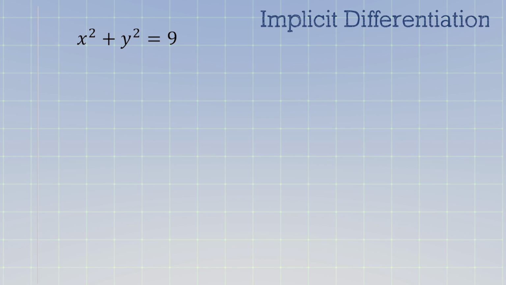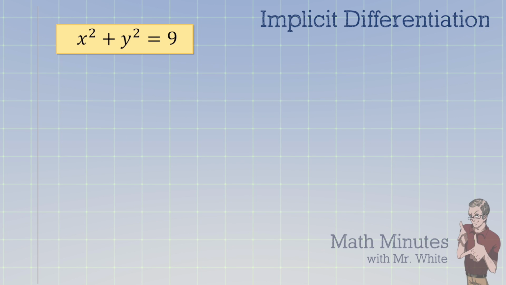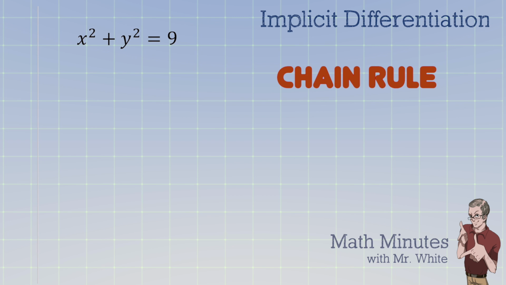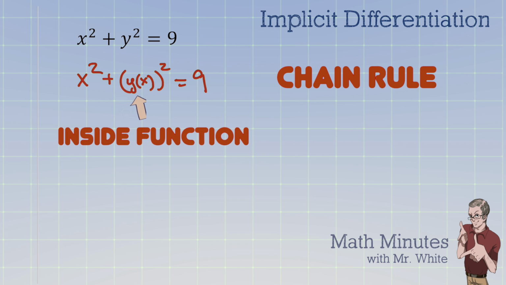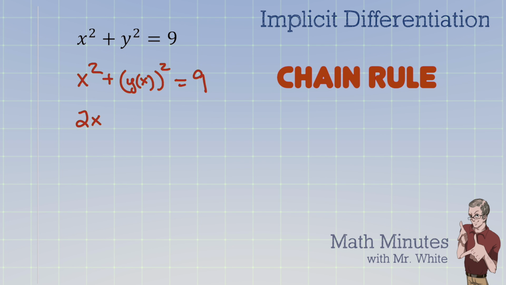Now, as you see on the screen here, we have x squared plus y squared equals 9. Now, this derivative is a little different because it's a little more difficult to actually solve for y and then take your derivative. So we can use the chain rule to take the derivative implicitly. The reason that I'm talking about the chain rule is because that y function is made up of x's potentially, right? So it's an inside function here. So when you take the derivative, you take the derivative of each term separately.